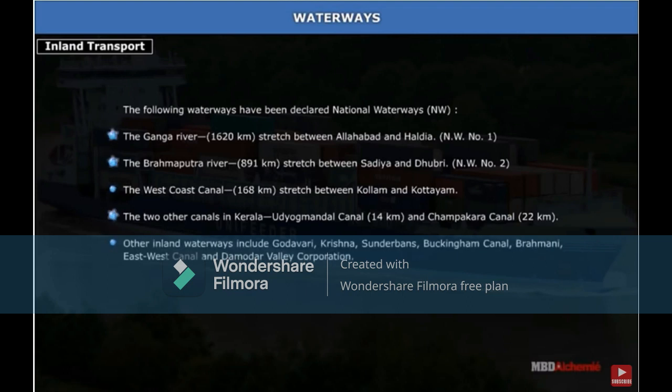Other inland waterways include Godavari, Krishna, Sundarbans, Buckingham Canal, Brahmani, East-West Canal, and Damodar Valley Corporation.